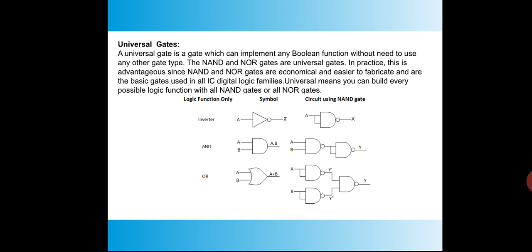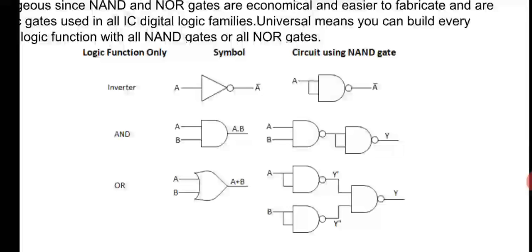Now you can see the logic function, symbol and circuit using the NAND gate shown in that image. You can concentrate on this. You have the inverter function, the AND function and the OR function. If you look at the inverter function, what is the symbol? It is just the NOT gate, isn't it? If the input is A, then you should get the output as A dash, or if the input is 0, the output should be 1, and if the input is 1, the output should be 0. It is a complete reversal, the same inversion, or NOT gate.